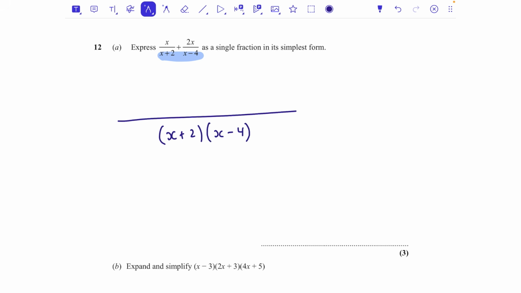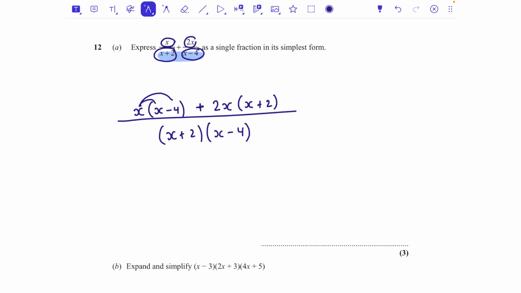We're multiplying them together. Now to do that, I've timesed the bottom of this fraction by x minus 4, so I also need to times the top by x minus 4. So that's x, open brackets, x minus 4 over there. And then I need to add, now with this fraction, I've timesed the denominator by x add 2, so I also need to times the numerator by x add 2. So 2x, open brackets, x add 2.